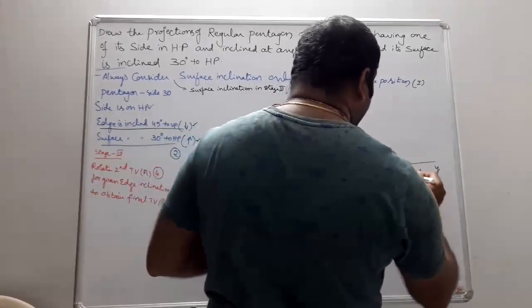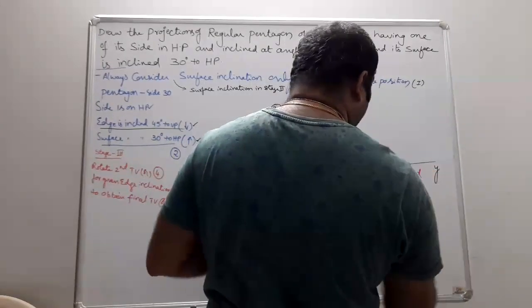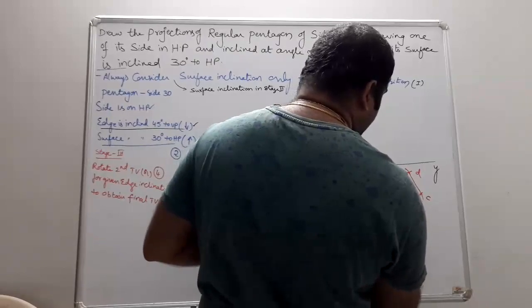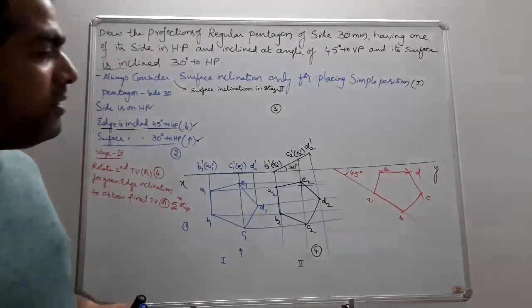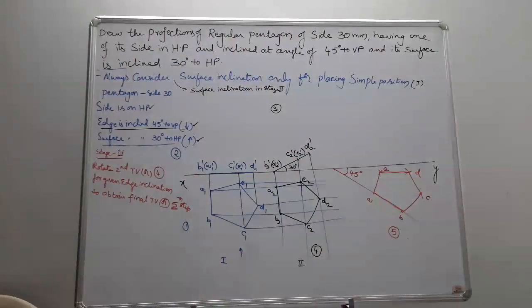This becomes DE and this becomes D. So this was your step 5. Okay, students, is it clear? Students, is it clear? And you just have to do one thing.